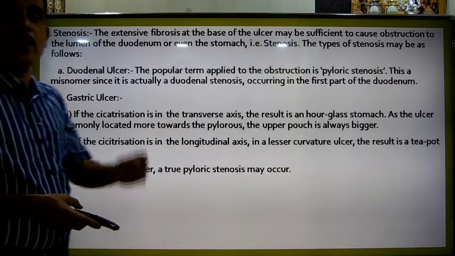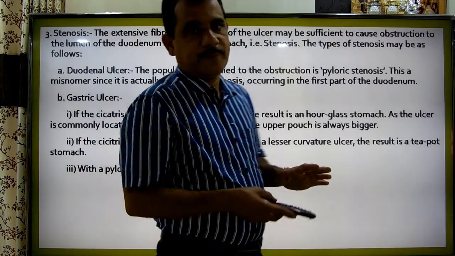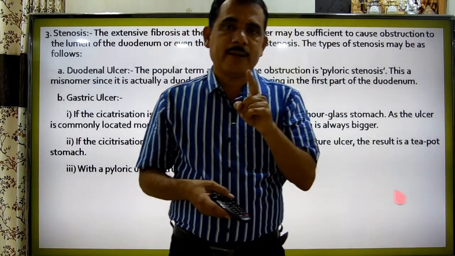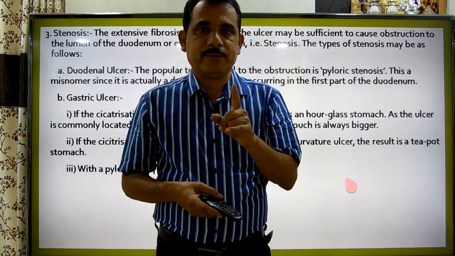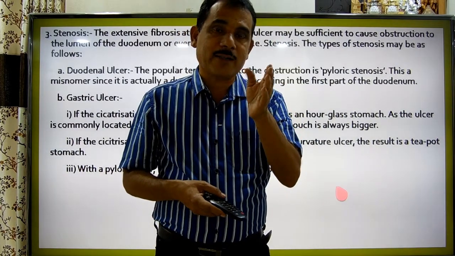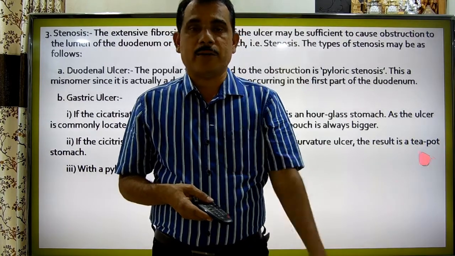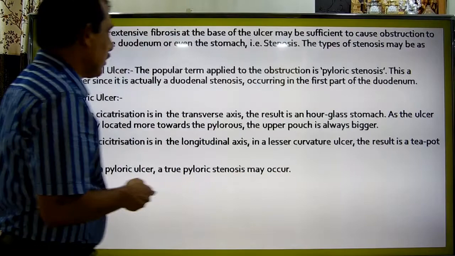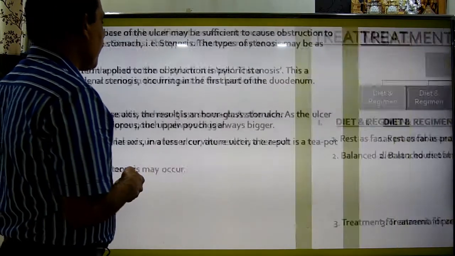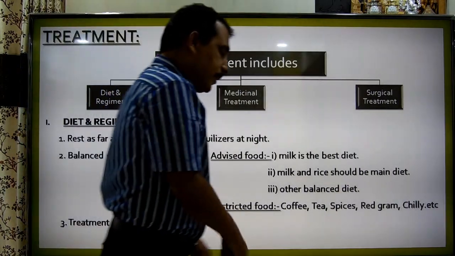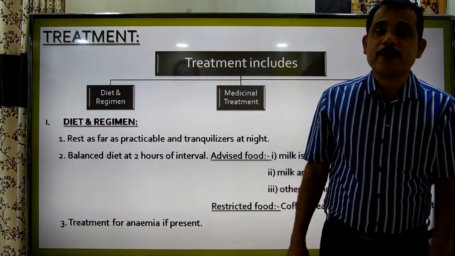Stenosis means narrowing of the lumen. Most commonly seen where? In the duodenum. And stenosis is also marked in the stomach, at the pyloric end or the pylorus. So these are the complications. Then we'll see the treatment of peptic ulcer.